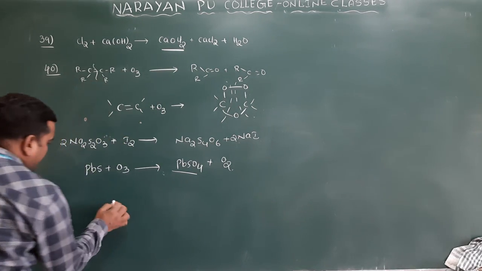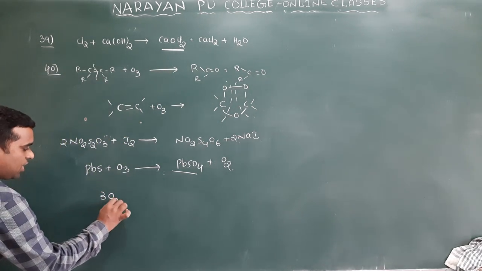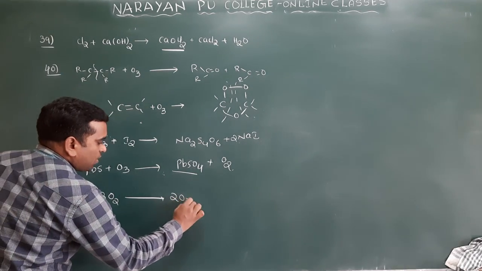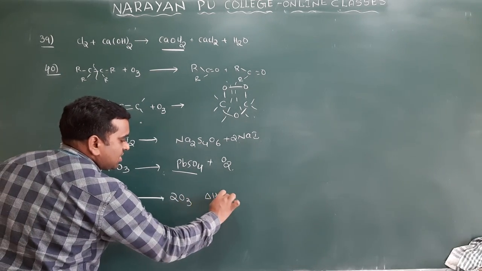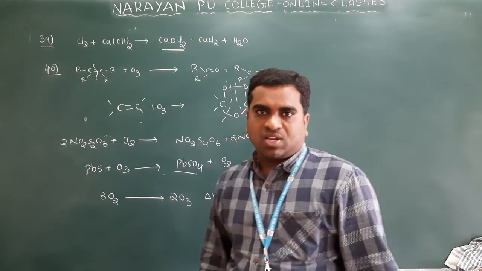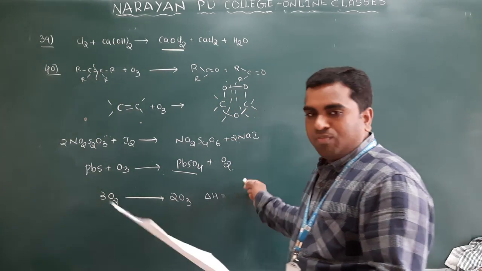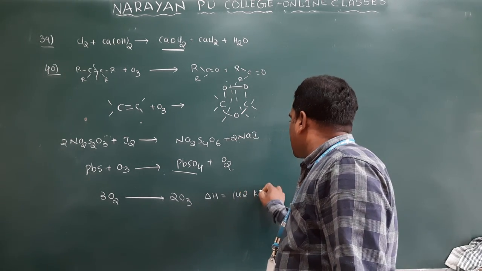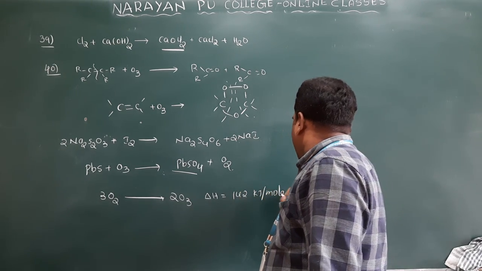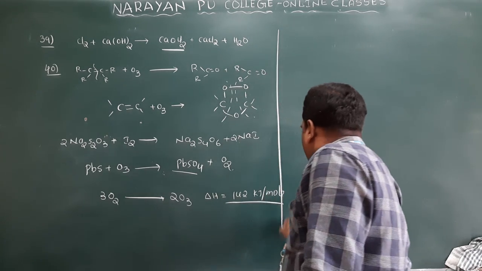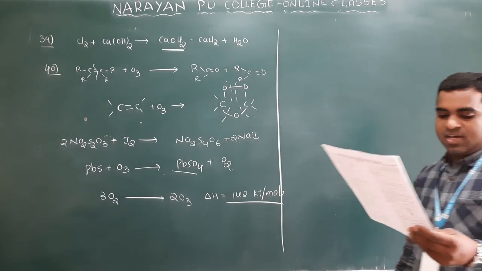First one. If you see here, 3 moles of oxygen under electrical discharge gives ozone, but this reaction is not exothermic, it is an endothermic reaction. How much energy is absorbed here? 142 kilojoule per mole. This is the answer. So option 1 is the wrong one.